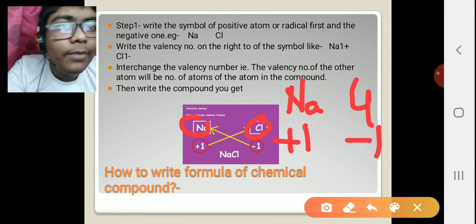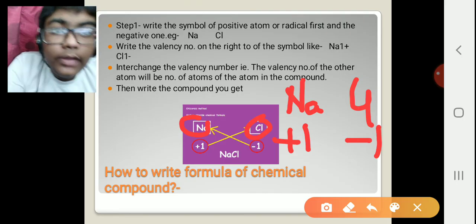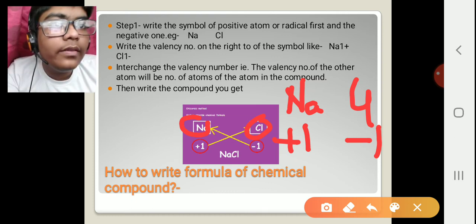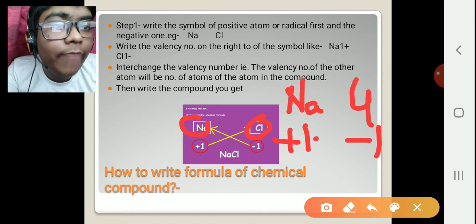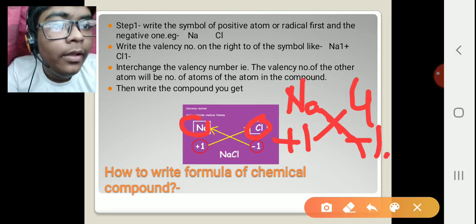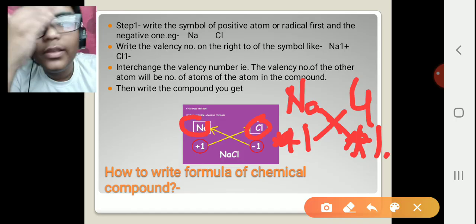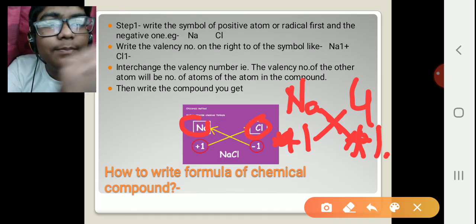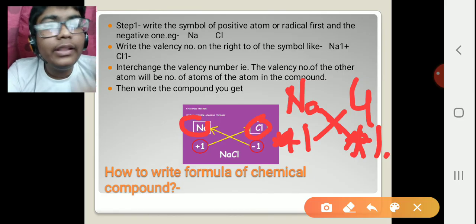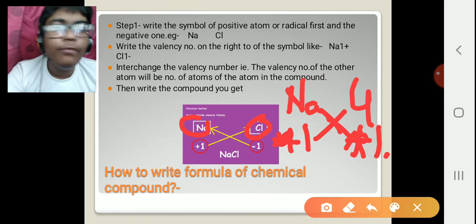Interchange the valency number, that is the valency number of the other atom will be the number of atoms of the compound. That means 1 I take it here, 1 I take it here. That means the number of sodium is going to be 1. This positive and negative you ignore. What you will take is only the number. So 1 sodium, 1 chlorine.